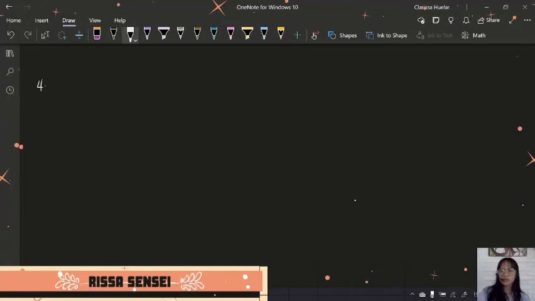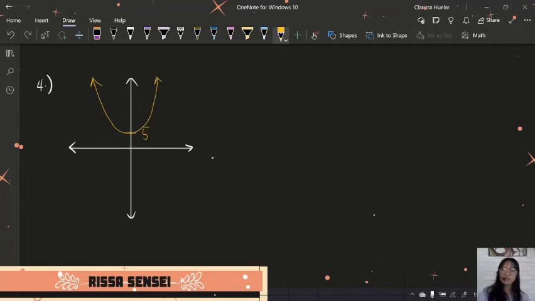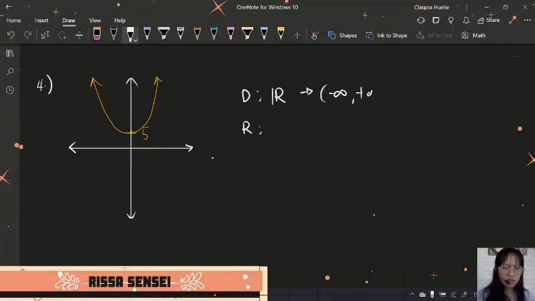Sige, try pa tayong isa pang ganyan. Quick example lang ng yung ganong klase ng graph. Halimbawa, 5 ito. Tapos pataas. Yan. Anong domain? The domain is all real numbers. What is the range? Or pwede natin sulat negative infinity, positive infinity kasi pa kaliwa, pa kanan. Pwede rin natin siyang isulat, di ba? Ang daming options.